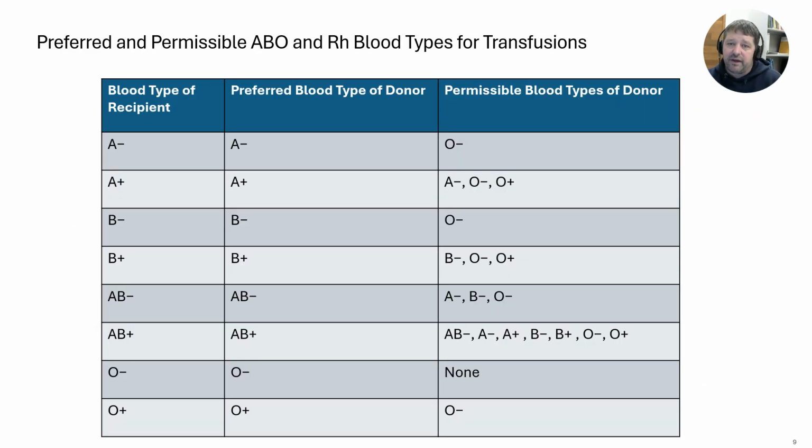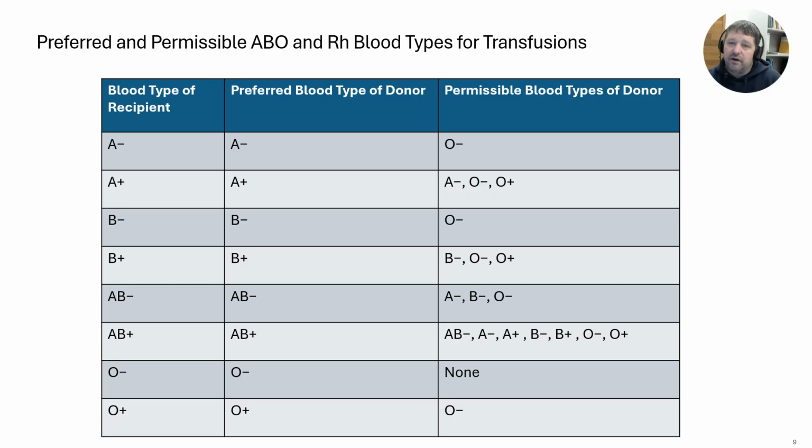Okay, before we get to that, we can just look at the transfusion types. So if you know your blood type, you might be over here. If you know that, you would know your preferred blood type. It's just identical to whatever your blood type is. So if you're A negative, okay, your preferred is A negative. Just keep it the exact same.